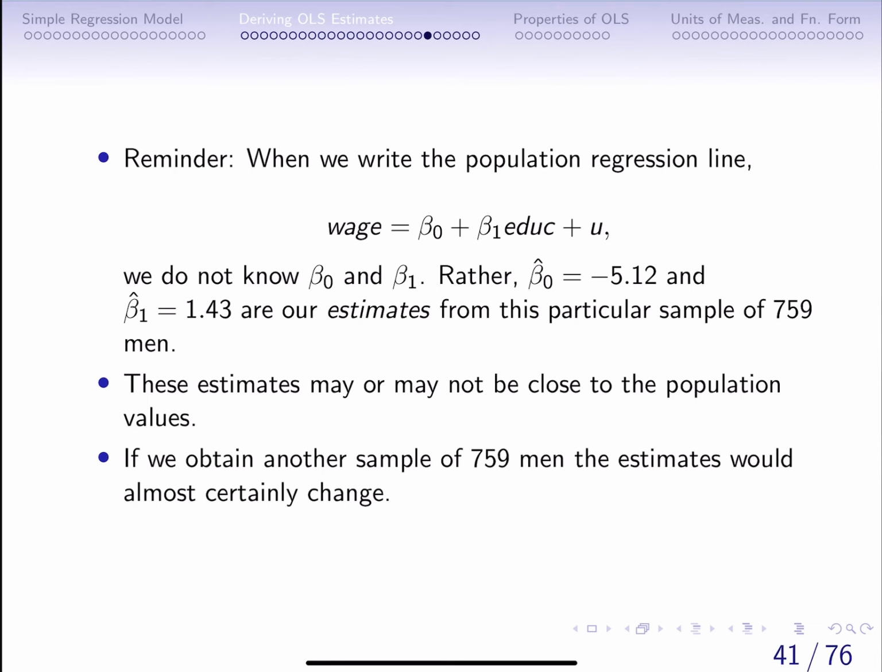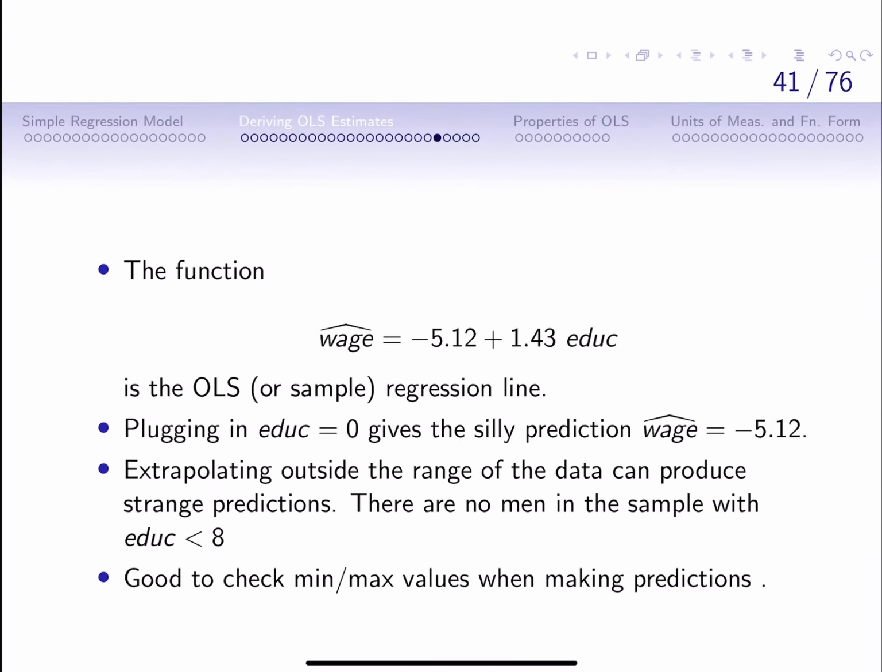Now, remember that these estimates, because this is from a sample, and this sample may or may not sometimes be representative of what is going on in the population. These values that we estimated may or may not be close to the population values. And if we obtain another sample of 759, this was a sample of men, so if we obtained another 759 people, these estimates could change. Okay, so this is not so set in stone. If you have a different sample of data, you might get different estimates.